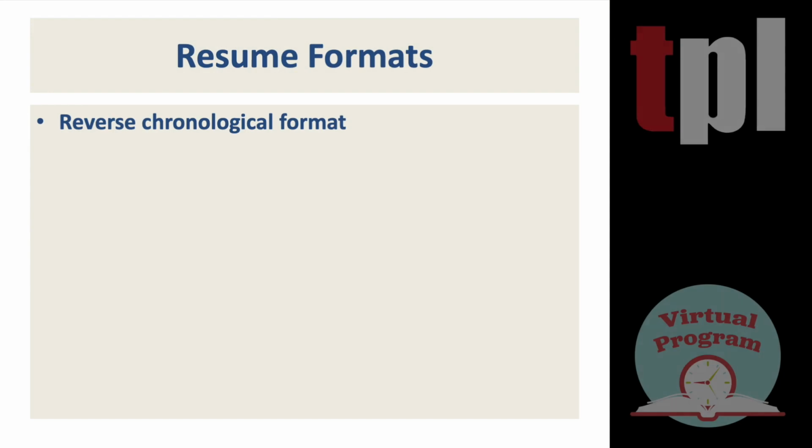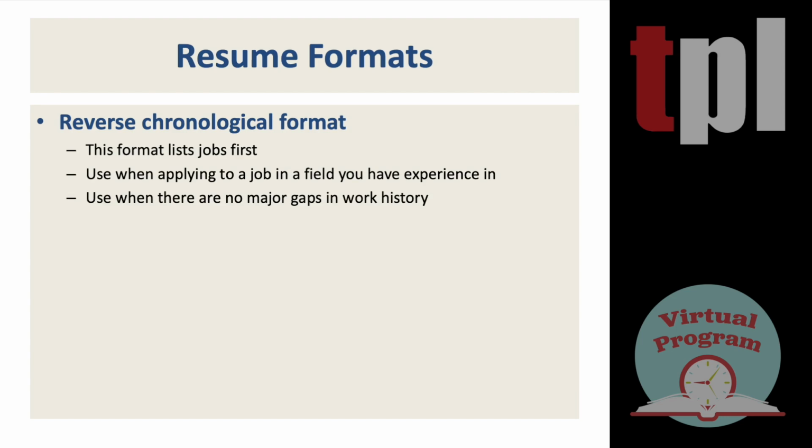The reverse chronological format is the traditional style most people use and is still most popular. It's the format that lists jobs first in reverse order. It's used when applying to a job in which you already have experience, and it's used when there are no major gaps in work history.